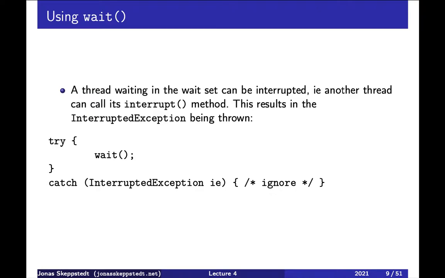When a thread is waiting, it can be interrupted using the method interrupt, and therefore the wait should be done in a try, wait and catch block. This will not be needed in this course, and we will not talk about this interrupt method more.